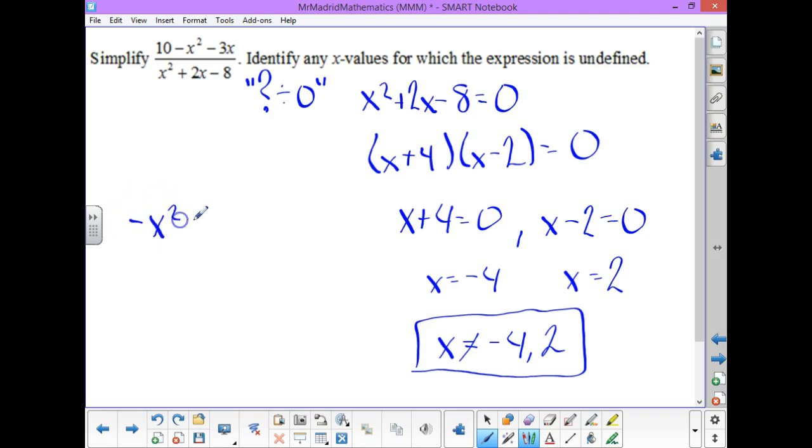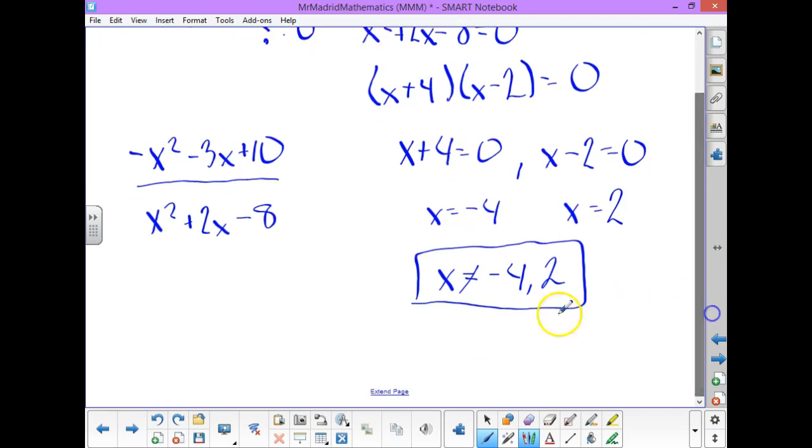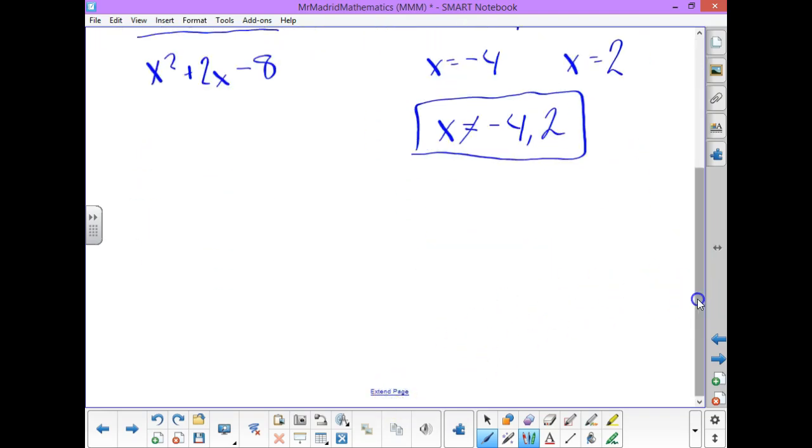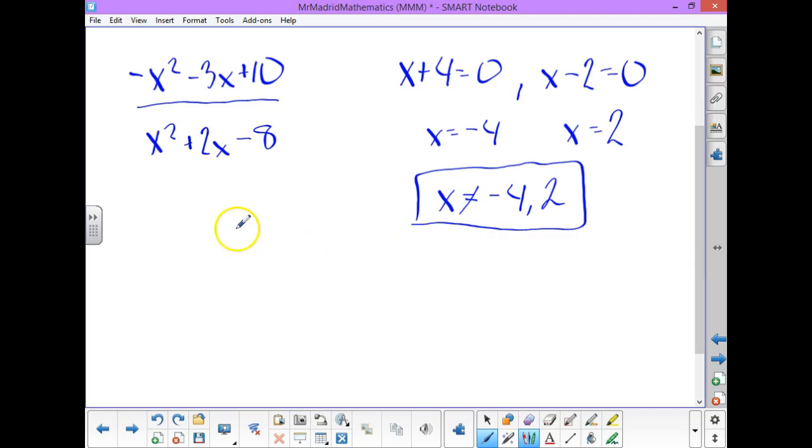Rewriting. Minus 3x plus 10 all over x squared plus 2x minus 8. Notice that there's a couple of things going on here, but just keep yourself organized and see if you can follow a pattern to our approach.